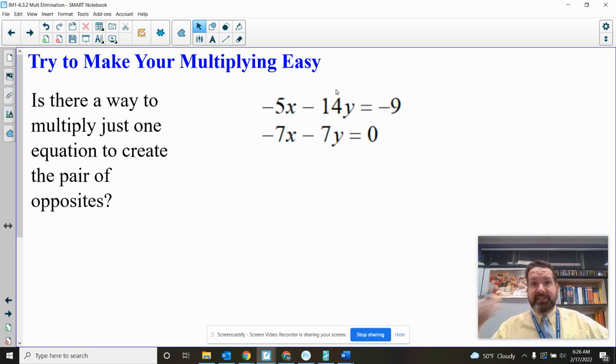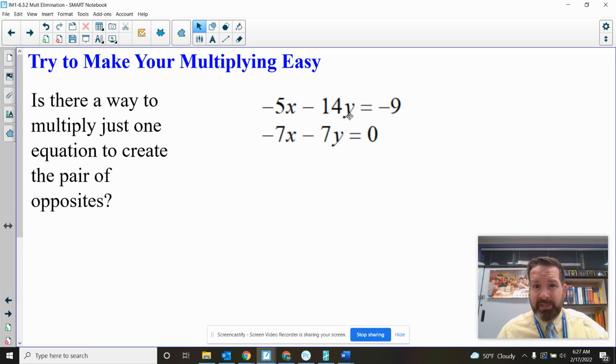So here's what I like to ask myself. Let's take a look at these two equations. First check, is there already a set of opposites? No, there's not. These are not opposites. Those are not opposites. Okay, so we do need to multiply. How do we do this? I just start with the x's, and I always start with the smaller number. Is there an easy way to multiply a 5 and turn it into a 7? Not if I want to use whole numbers, and whole numbers are typically easier to use.